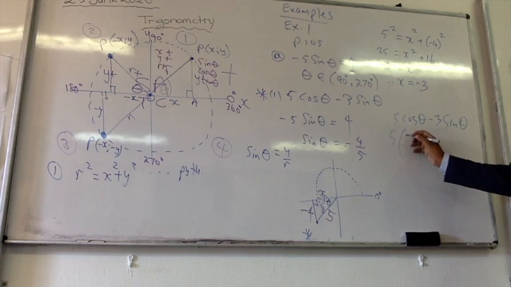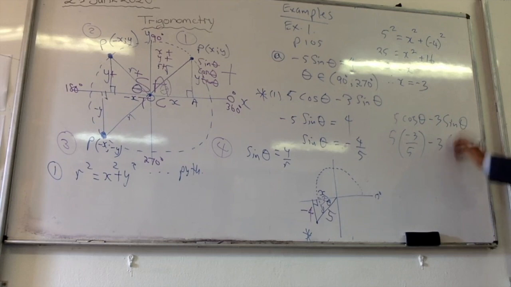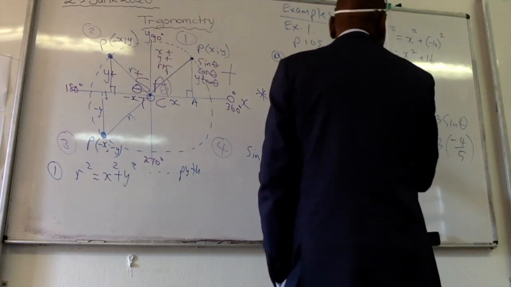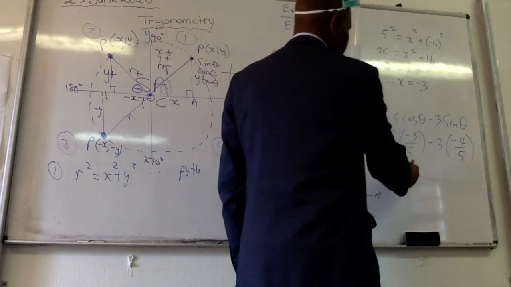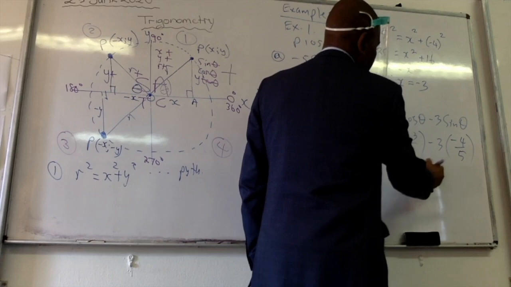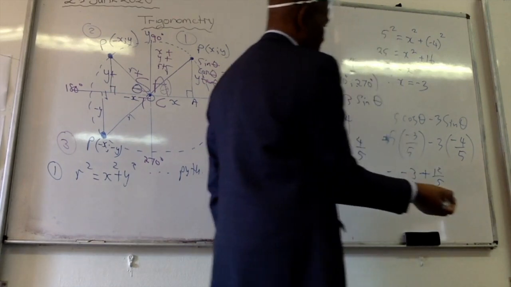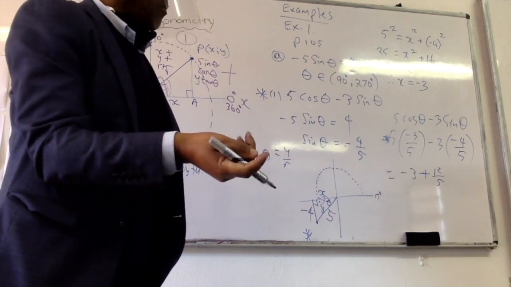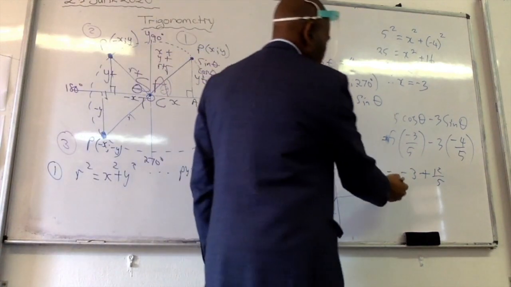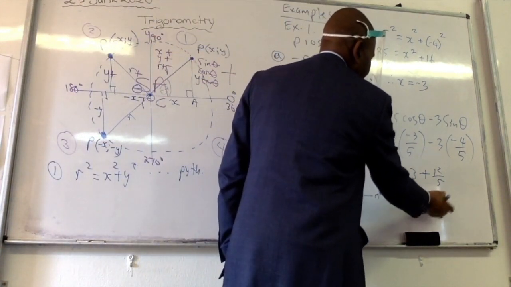X over r, that means negative 3 over 5, all right? Subtract 3 multiplied by sine of theta. I think sine of theta we now know, right? Sine of theta is minus 4 over 5. Okay, so then you can simplify that. I think this will give you a minus 3 plus 12 over 5. Okay, minus 3 plus 12 over 5, which is minus 15 plus 12. What is minus 15 plus 12? Minus 3. So the answer is minus 3 over 5.